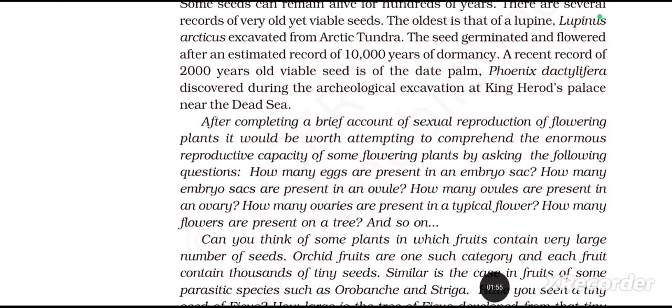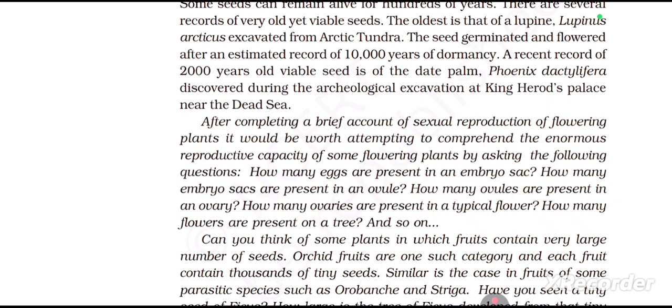The oldest is that of lupine, Lupinus arcticus, excavated from Arctic tundra. The seed germinated and flowered after an estimated record of 10,000 years of dormancy. A recent record of 2,000 years old viable seed is of a date palm, that is Phoenix dactylifera, discovered during the archaeological excavation of King Herod's palace near the Dead Sea.